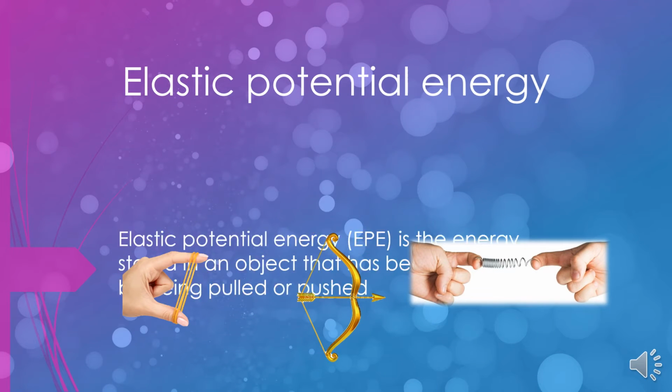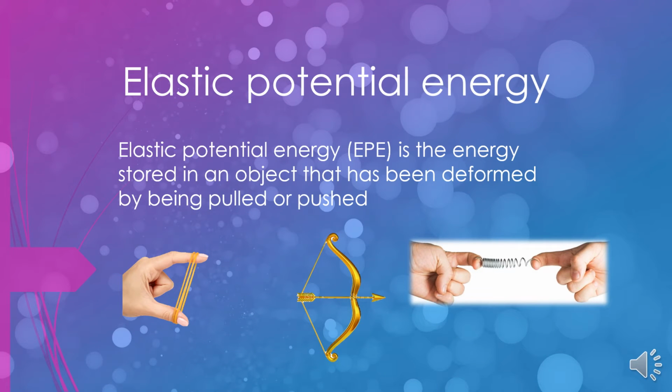Then we have elastic potential energy, another form of potential energy. Elastic potential energy, or EPE, is the energy stored in an object that has been deformed by being pulled or pushed. A stretched elastic band is an example of elastic potential energy. So is a stretched bow and arrow.